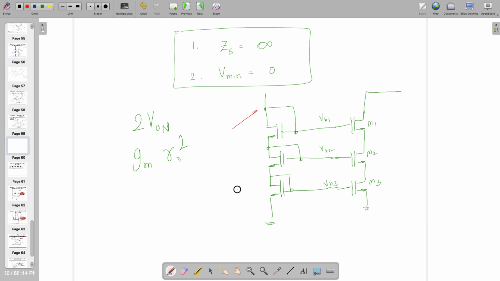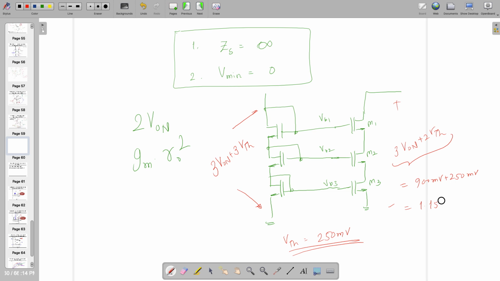Looking from here to here, you can have 3 V on plus 3 VTH, and here 3 V on plus 2 VTH. Let's assume that for this technology VTH is around 250 millivolts and V on is already fixed around 300 millivolts. In that case, this number will be 900 millivolts plus 250 millivolts, so this becomes almost 1.15 volts across only these three transistors.